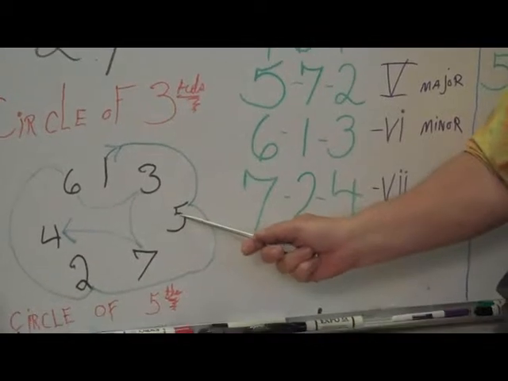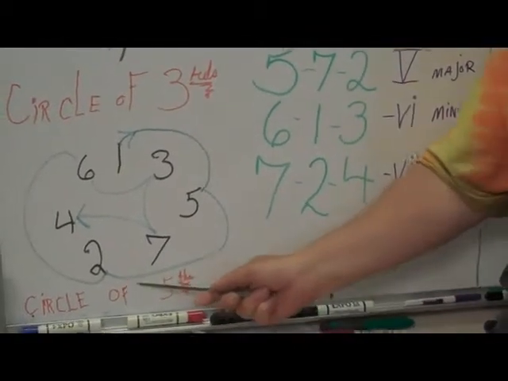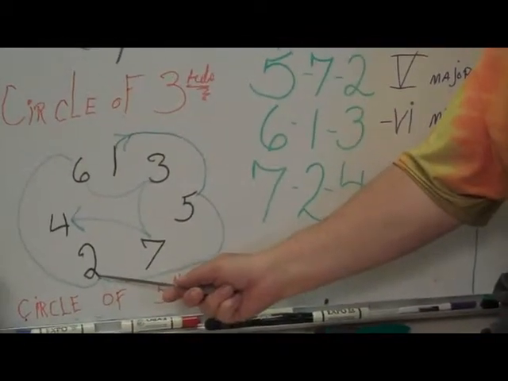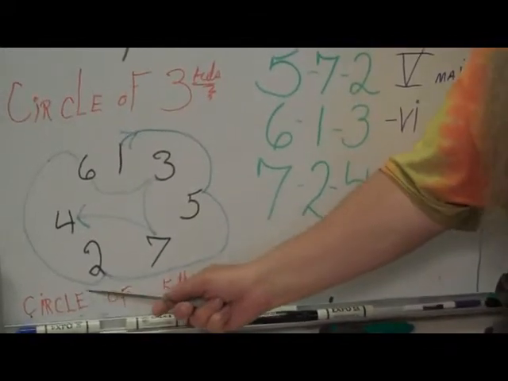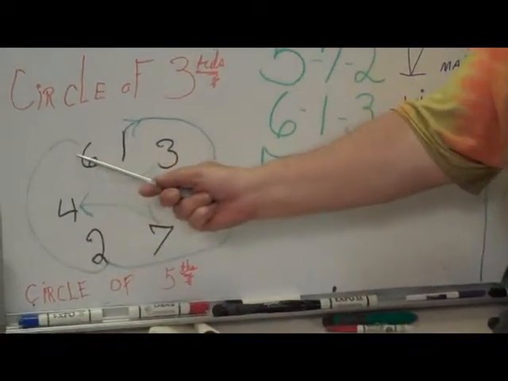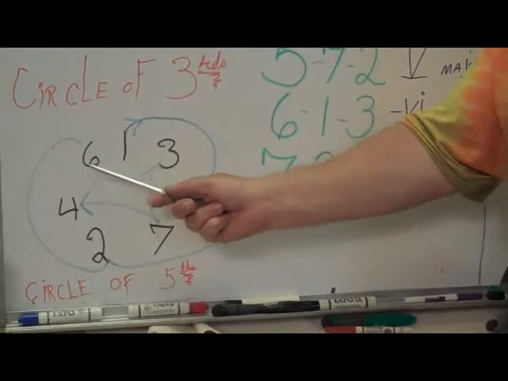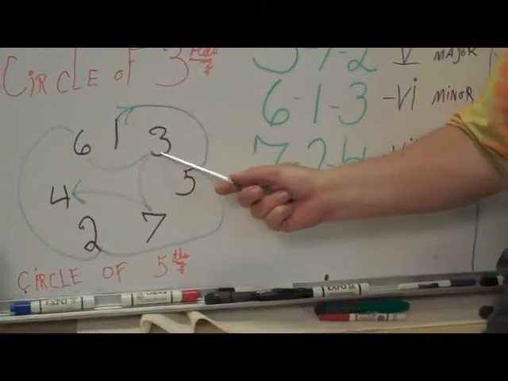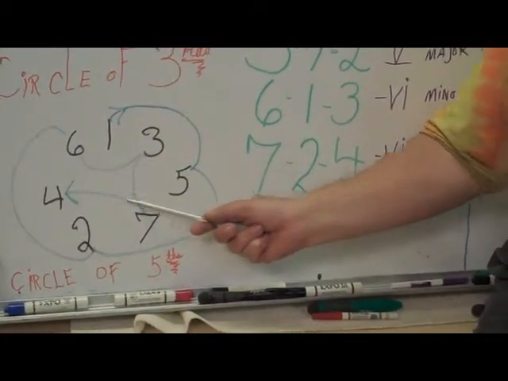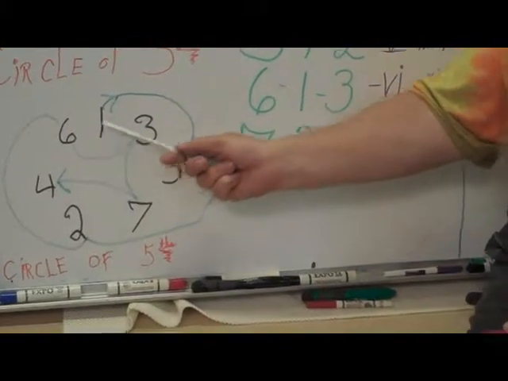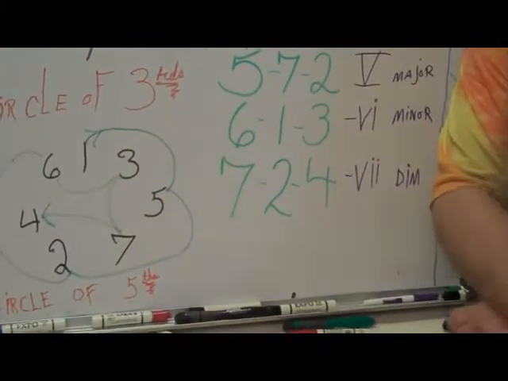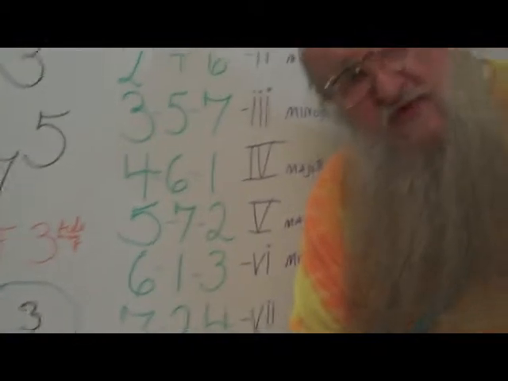If I skip from 5 over the 7 to 2, I am going to a 2 chord. If I skip from a 2 over to the 6, I have a 6. If I skip from the 6 over to 3, from 3 I can skip to 7, 7 to 4, and then 4 comes right back to 1. And what we have there is the circle of fifths.